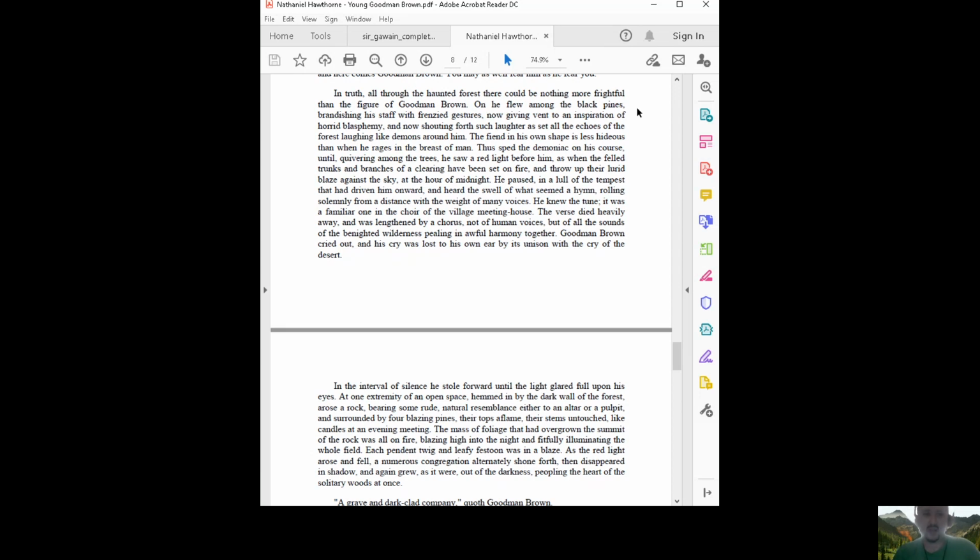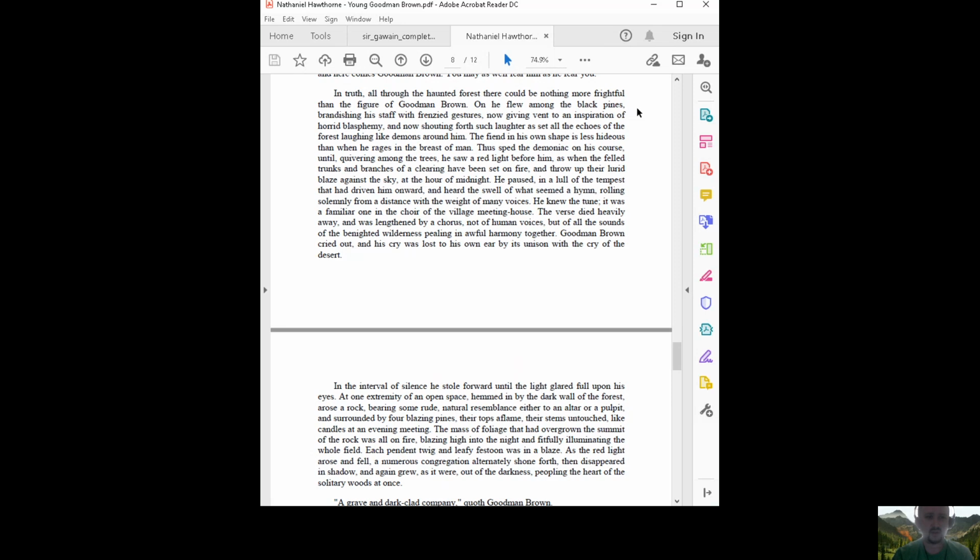On he flew among the black pines, brandishing his staff with frenzied gestures, now giving vent to the inspiration of horrid blasphemy, and now shouting forth such laughter as set all the echoes of the forest laughing like demons around him. The fiend of his own shape is less hideous than when he rages in the breast of a man. Thus sped the demoniac on his course until, quivering among the trees, he saw a red light before him, as when the felled trunks and branches of a clearing have been set on fire, and throw up their lurid blaze against the sky at the hour of midnight.